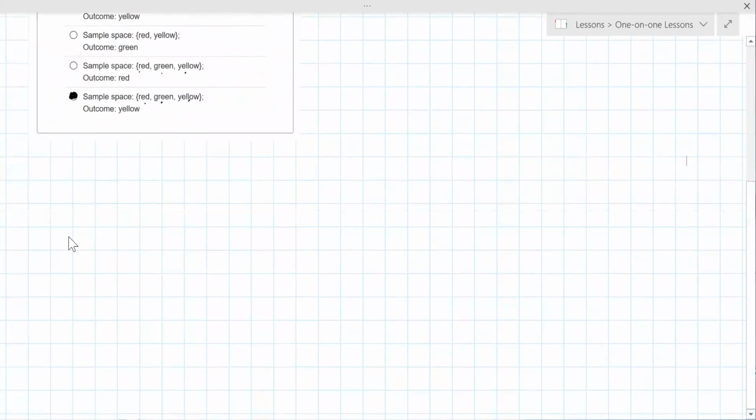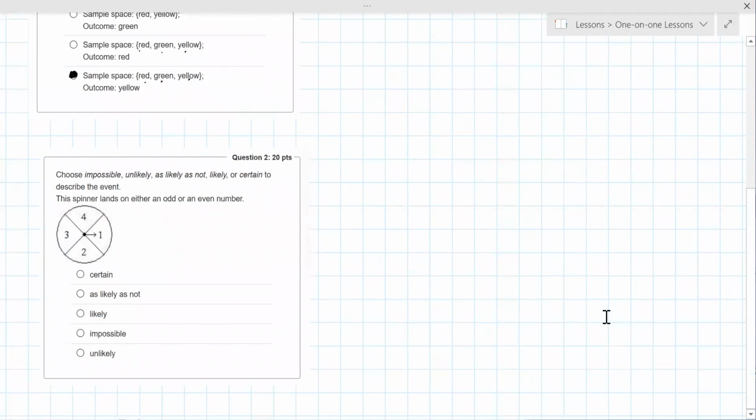All right, question 2 here. It says, choose impossible, unlikely, as likely as not, likely, or certain to describe the event. This spinner lands on either an odd or an even number. The wording here is really troubling to me because this one is very much about your understanding of the English language. There are only two types of numbers, odd or even, so you're guaranteed to get one there, and that's what this first one means. It's when you have a guarantee, it's certain.